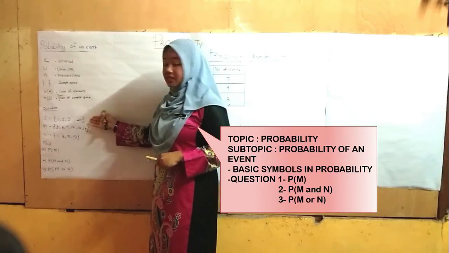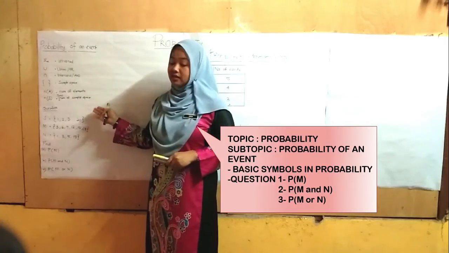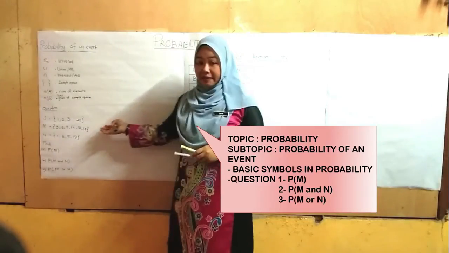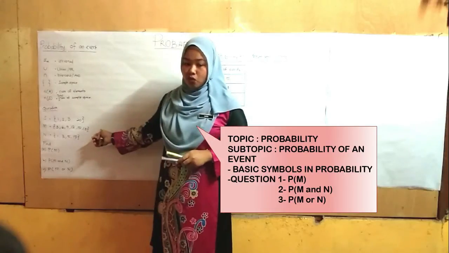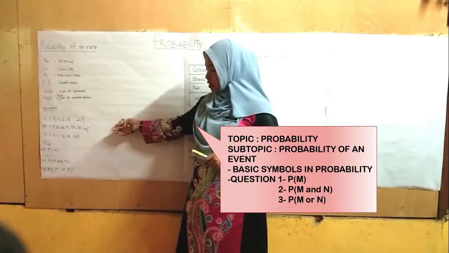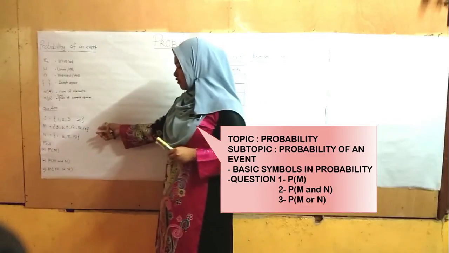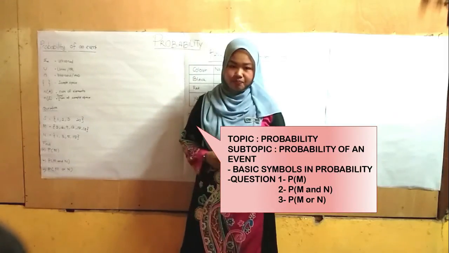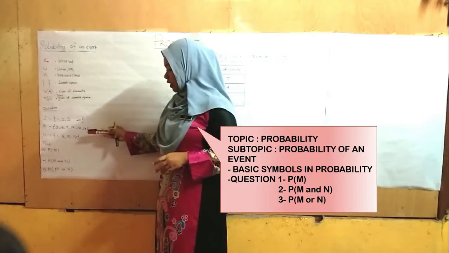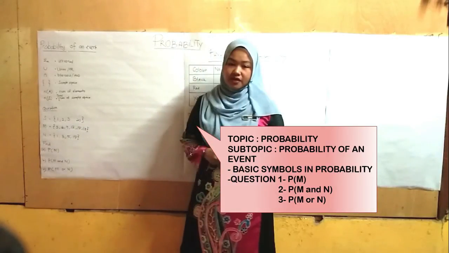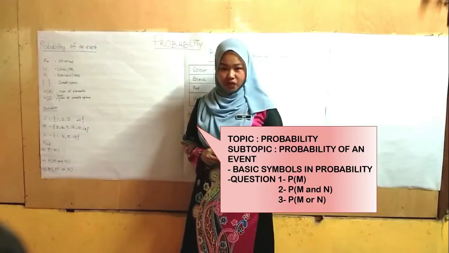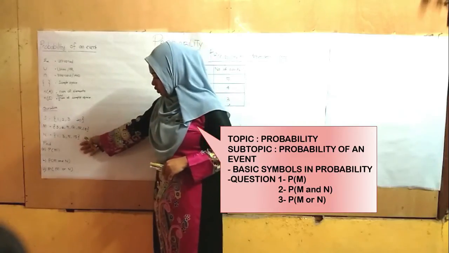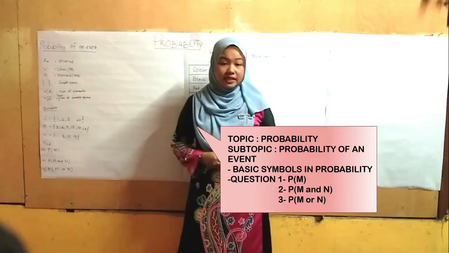Now we have the sample space from number 1, 2, 3 until number 20. And we have two events here, event M and N. For event M, we have the multiples of 3, which is 3, 6, 9, 12, 15 and 18. For the elements of N, we have 1, 3, 5 and 15, which are odd numbers. The question wants us to find the probability of M.